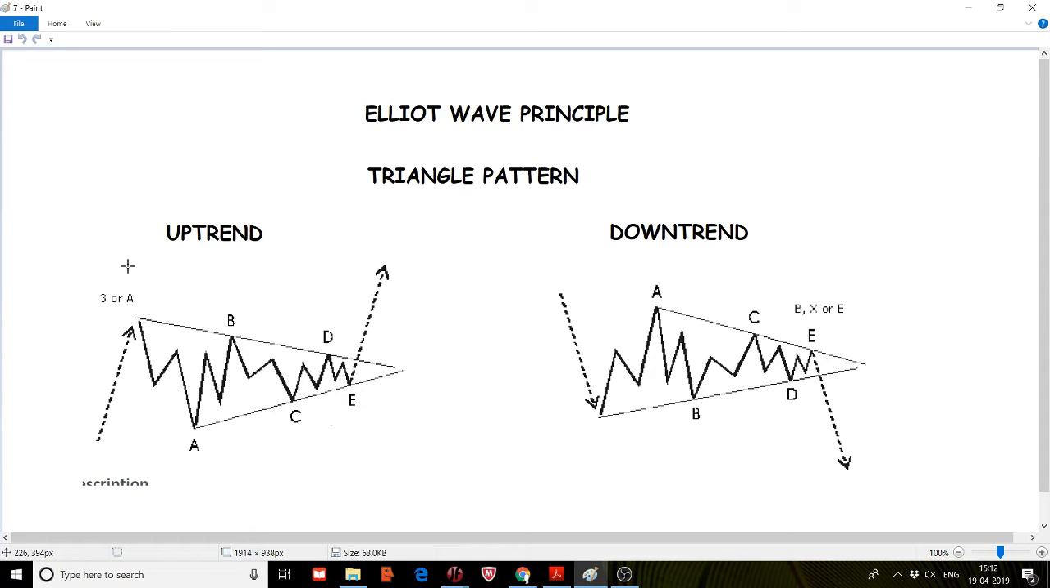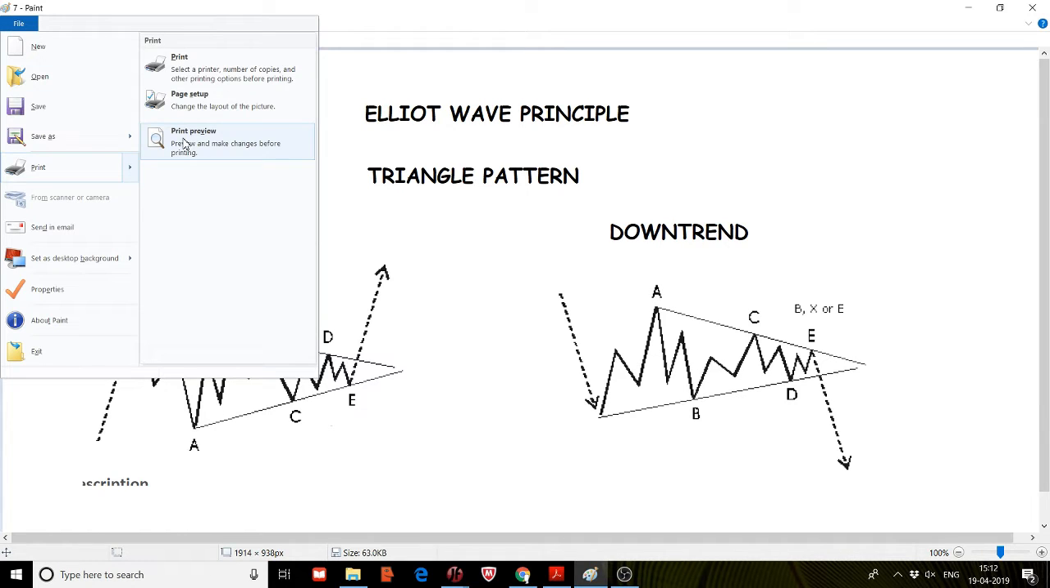And in the series you need a series of lower swing highs on the upper side and higher swing lows on the lower side. I will show you this on the chart so it will be more clear to you. Before that, recall the guidelines.